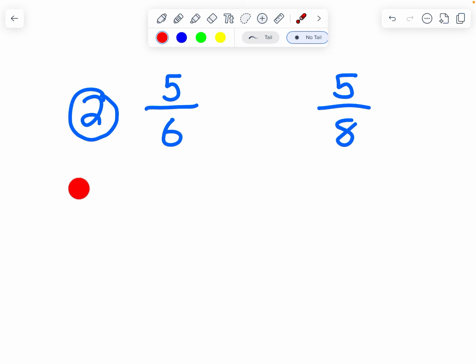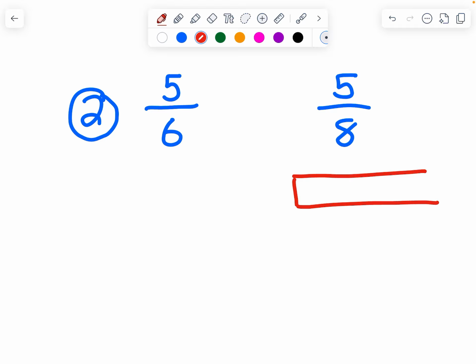If this cake is cut into 6 pieces and this cake is cut into 8 pieces, and in this one I've shaded 5 and in this one I've shaded 5, then really what matters is which cake has the bigger pieces. Are 8ths bigger or are 6ths bigger? Now don't answer fast. If you answer fast, you'll look quickly and you'll say, well, 8's more than 6, so 8ths must be bigger. But imagine that the cake is cut into 8 pieces.